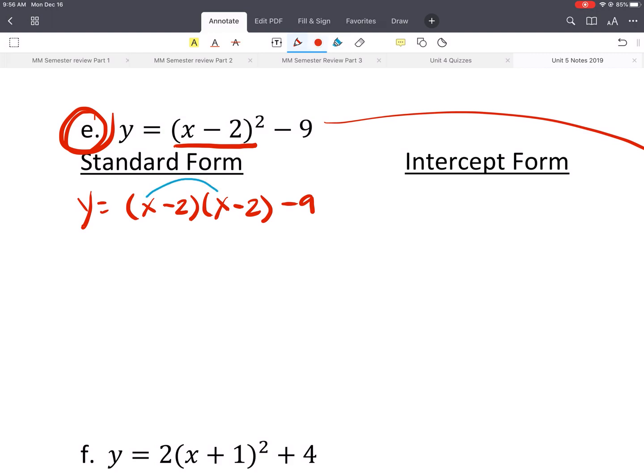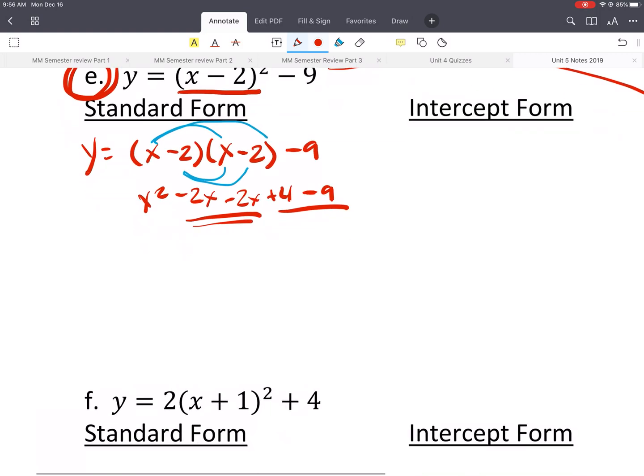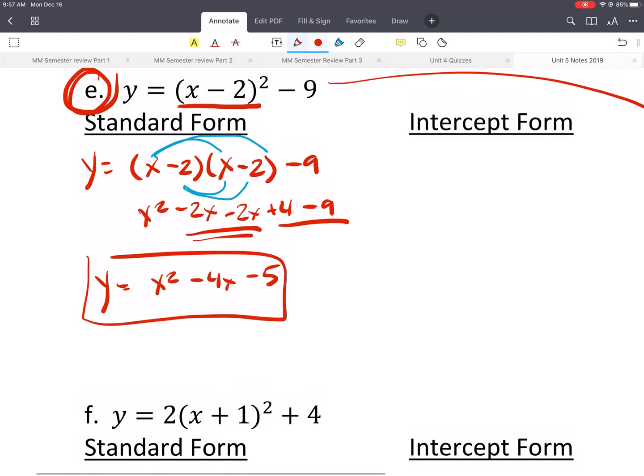So that would give us x squared minus 2x minus 2x, and then negative 2 times negative 2 gives you a plus 4, and then we have our minus 9. So those are like terms, those are like terms. So we'd have y equals x squared minus 4x minus 5. Okay, now we have it in standard form.